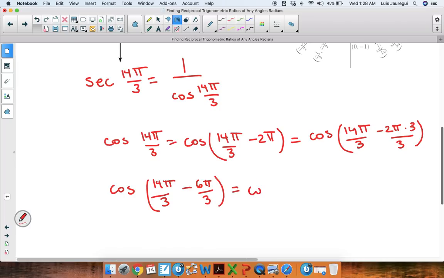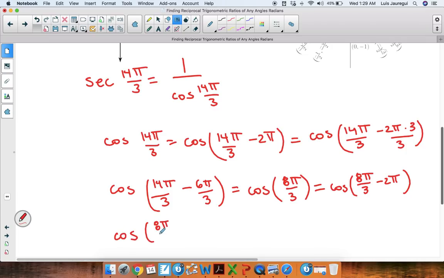So that gives you cosine of 14 minus 6 gives you 8. So this is cosine of 8 pi over 3. But this is still not on the unit circle, so let's take the cosine of a coterminal angle. So this is the same as cosine of 8 pi over 3 minus 2 pi. Now looking for the common denominator, this is cosine of 8 pi over 3 minus 2 pi times 3 over 3. So this gives you cosine of 8 pi over 3 minus 6 pi over 3.